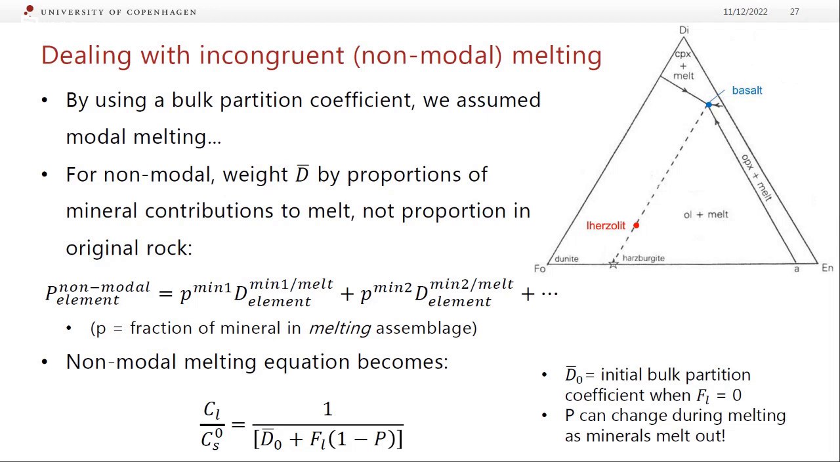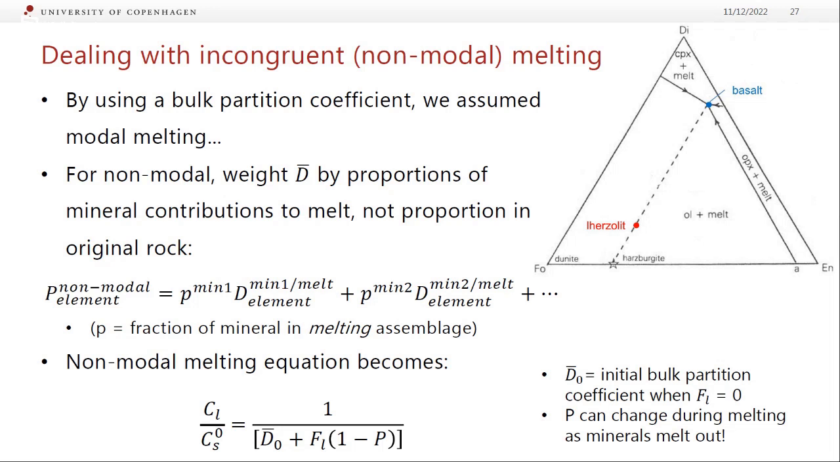Now, this P value can change. Yeah? I don't really get the initial bulk partition coefficient. Oh yeah, so this is just the partition coefficient when the melt fraction is 0. So the reason for this is that this can change. So if we were to do this melting equation, and we started here, and again, this is what it looks like for major elements, but we're doing it for trace elements.